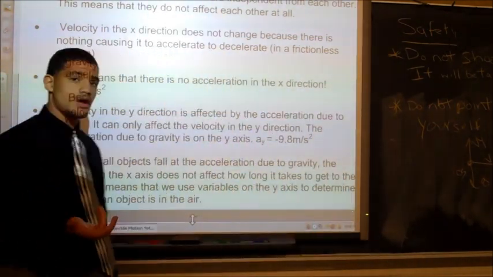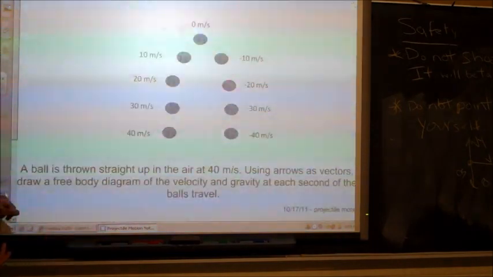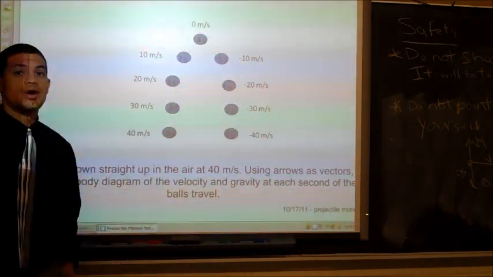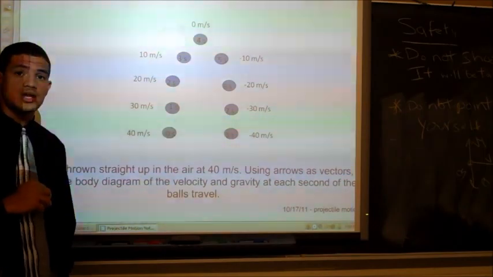So let's apply that to the situation that we talked about earlier, when we're launching a ball straight up in the air at 40 meters per second.